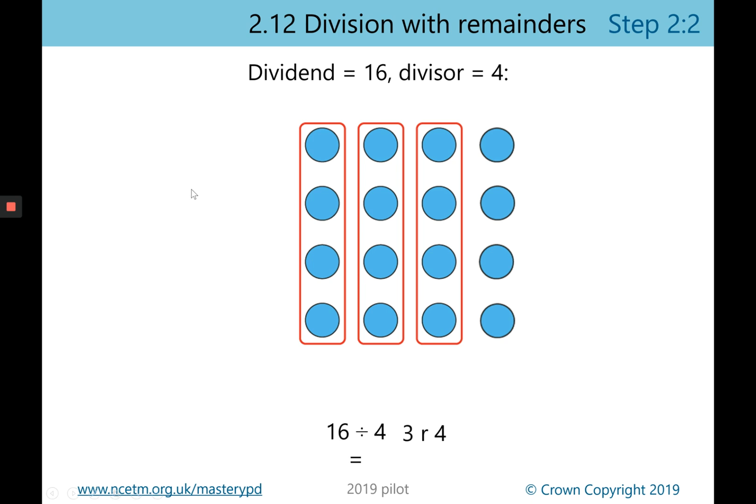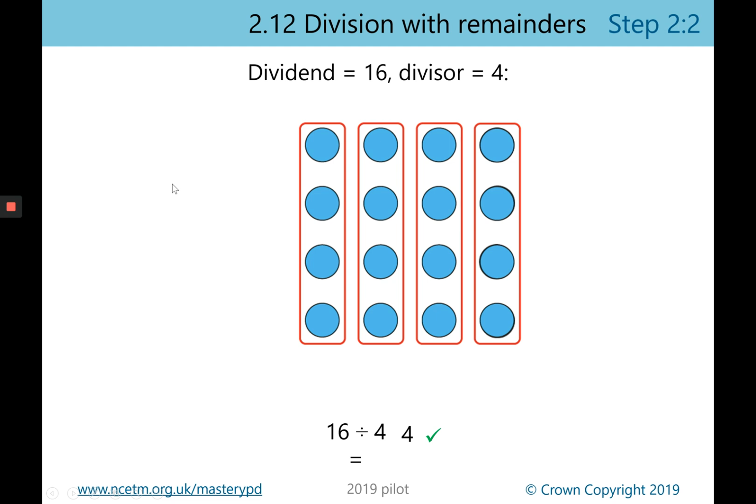So would I write it like this? 16 divided by 4 equals 3 remainder 4. Is that right? No, of course it's not right. The remainder can't be equal to 4 because we can make another group of 4. 16 divided into groups of 4 is 4. So always make sure, if you can, that you put them into the groups. You won't necessarily always have a remainder. Power Maths will deliberately try and trick you sometimes.